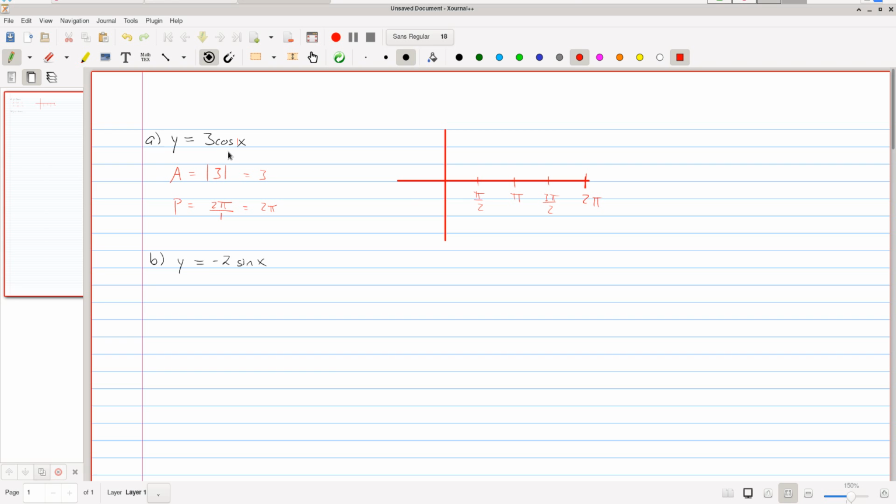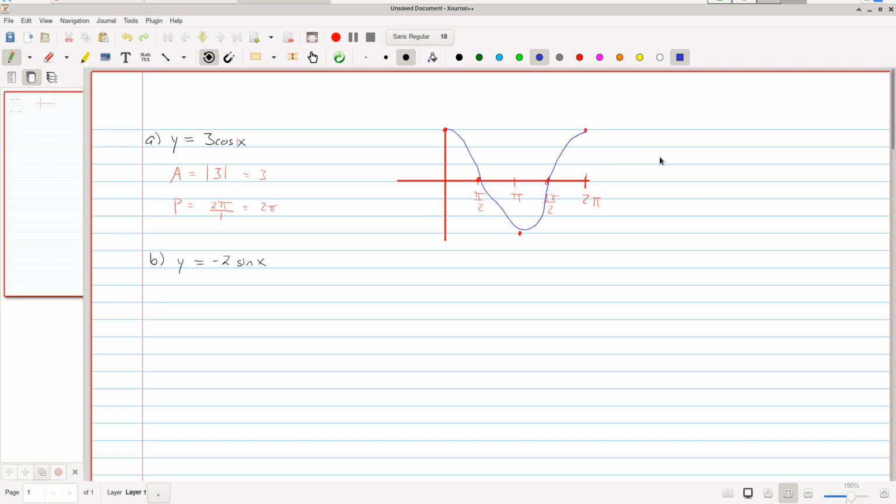The cosine graph starts at the peak, which in this case is the amplitude, which is 3. So cosine starts at the peak. It's going to dip down to 0, dip down further to -3, back up to 0, and then back up to the peak again. So we're going to have a curve that looks kind of smooth and fits through the points that we just found.